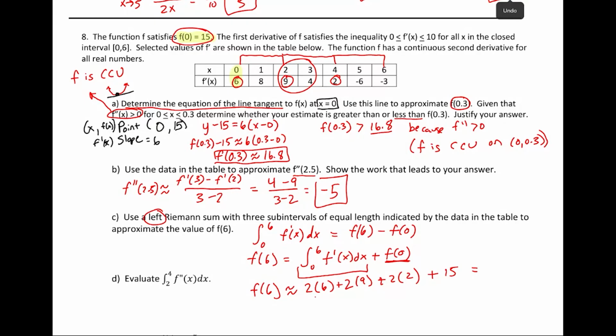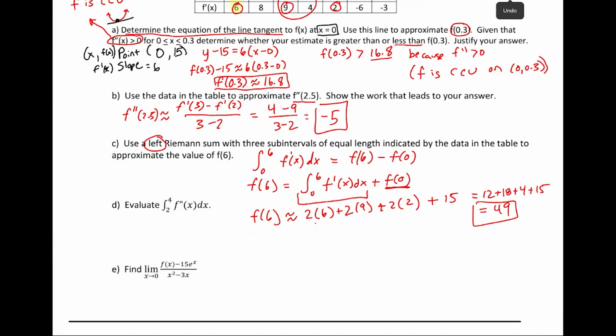So we've got 2 times 6 is 12, plus 18, plus 4, plus 15. That's going to be 30. 30 plus 15 is 45. 45 plus 4 is 49. So our estimate for f of 6 is 49.